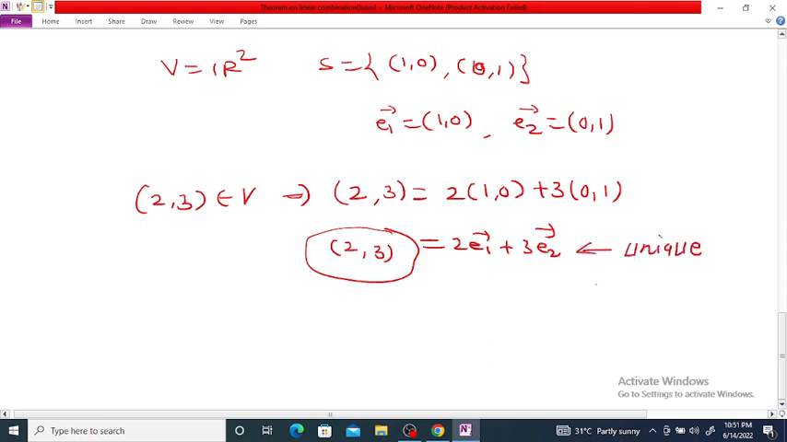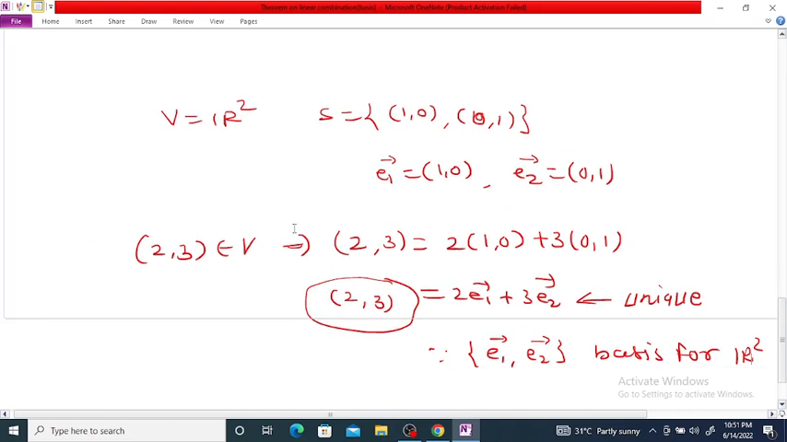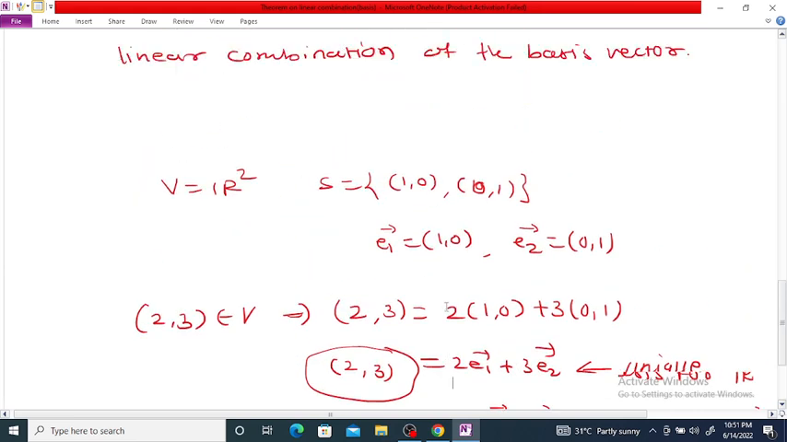Why is it unique? Because E1 bar and E2 bar form a basis set for R square, and that is why in this combination alpha 1 is 2 and alpha 2 is 3. These scalars are unique scalars.